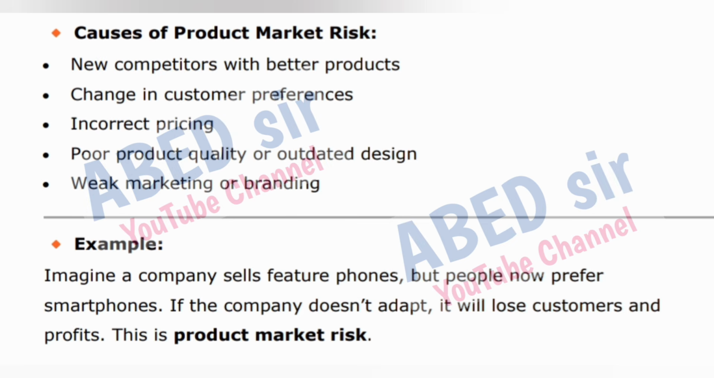Causes of product market risk. New competitors with better products. Change in customer preferences. Incorrect pricing. Poor product quality or outdated design. Weak marketing or branding. Example. Imagine a company sells feature phones, but people now prefer smartphones. If the company doesn't adapt, it will lose customers and profits. This is product market risk.